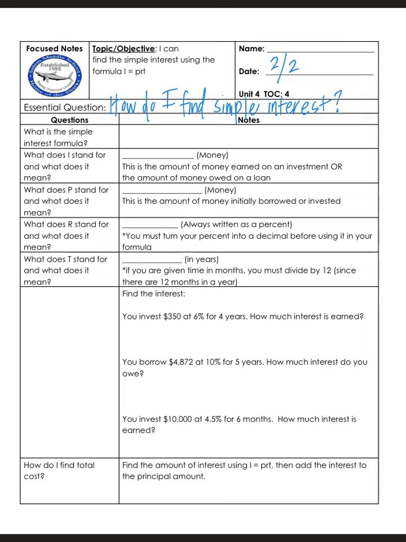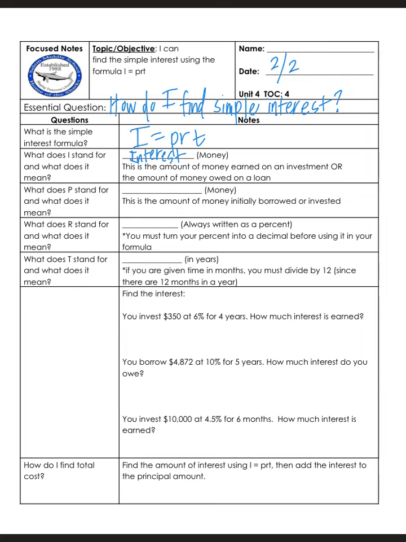Okay, so what is the simple interest formula? It is I equals PRT. The I in this formula stands for interest, and interest is an amount of money. It is the amount of money earned on an investment or the amount of money owed on a loan. So kind of like the example that you saw in the slides from today. So interest can be a good thing or it can be a negative thing.